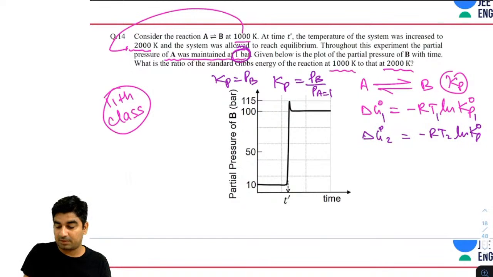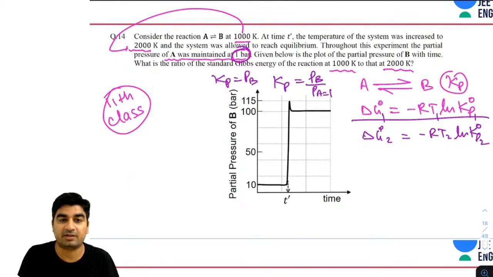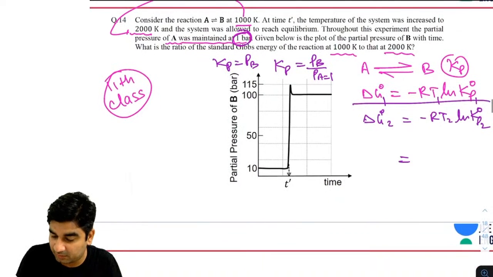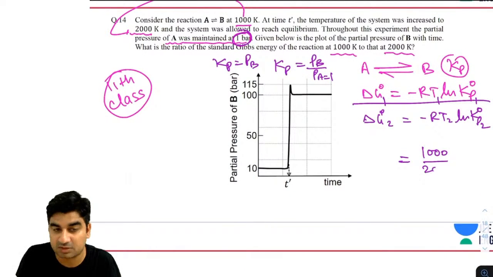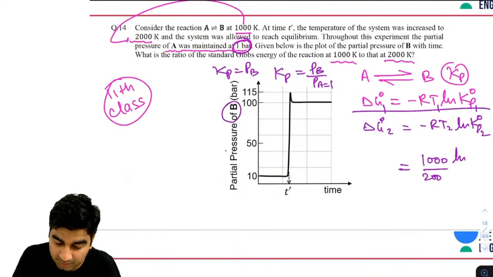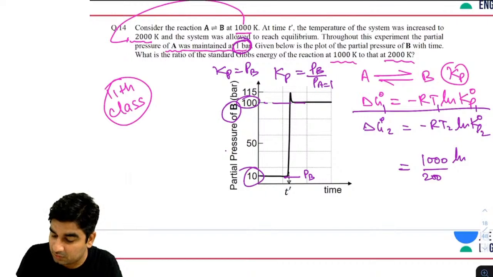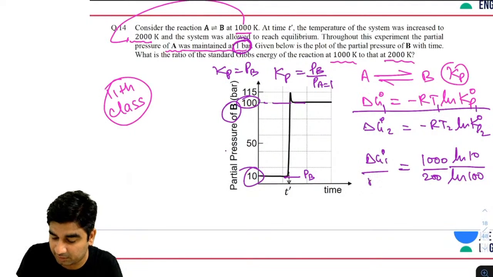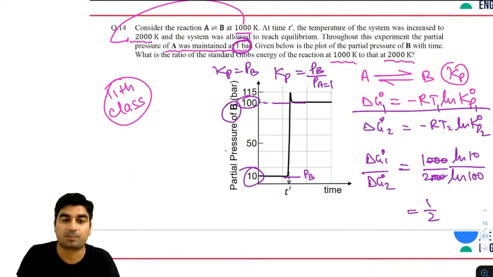This is P1, this is P2, guys. So once you divide them, you are getting the value of T1 and T2, that is 1000 over 2000. And from this data you get the partial pressure of B. Initially the partial pressure of B was 10, but now at the new equilibrium it is 100. So ln 10 upon ln 100, delta G naught 1 upon delta G naught 2. Once you solve it, you will be getting 1 by 2.